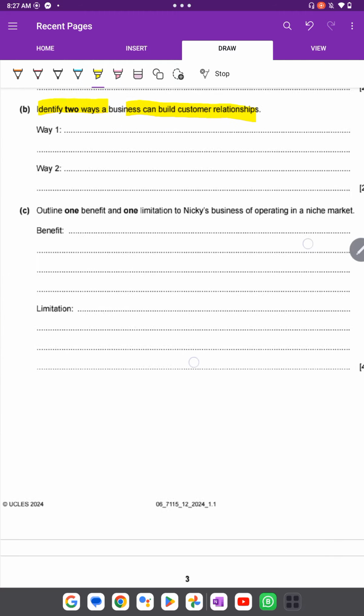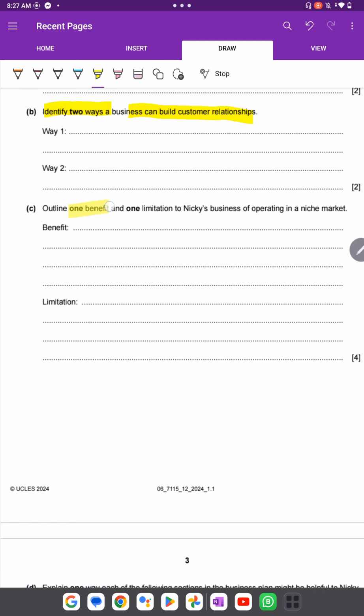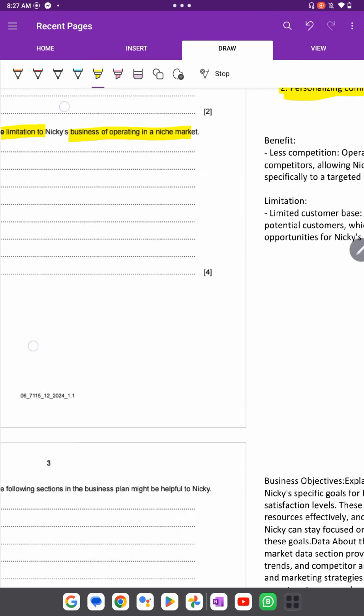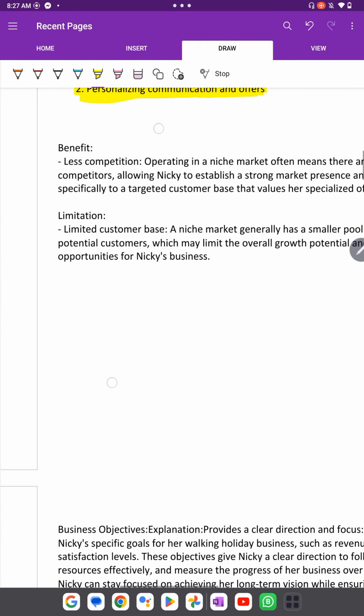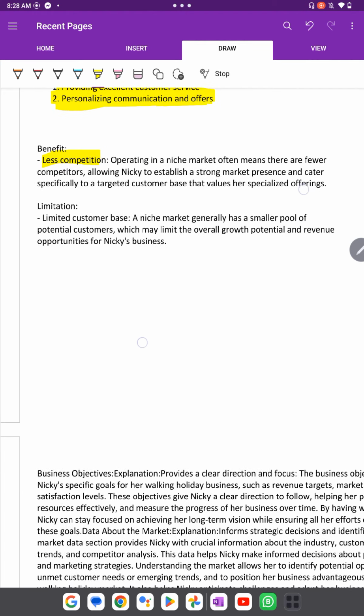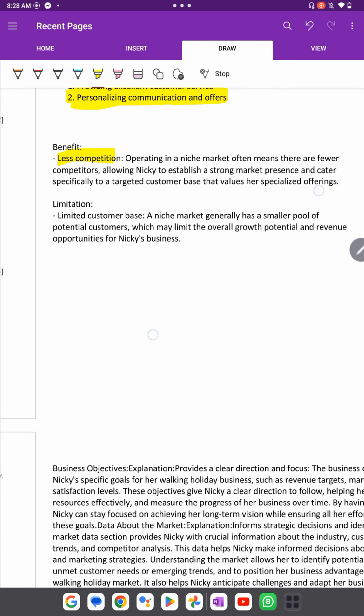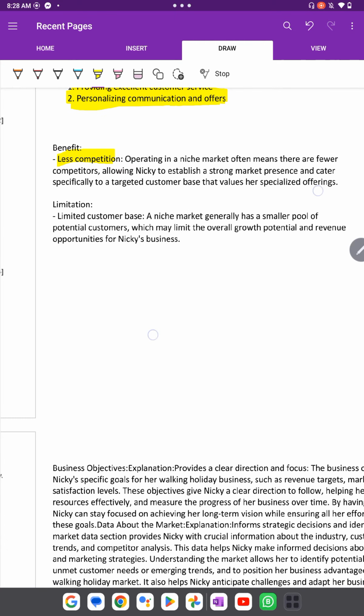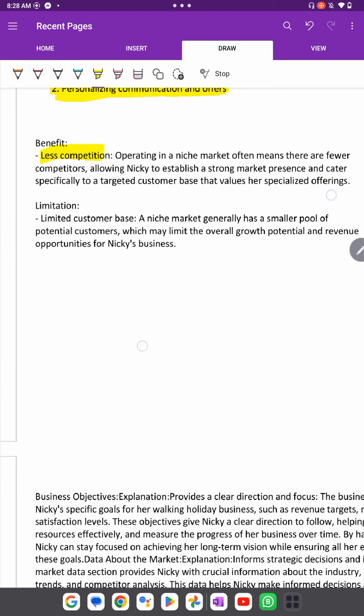So in the next question, outline one benefit and one limitation to Nikki's business of operating in a niche market. So we need to explain one benefit and one disadvantage. So the first benefit would be less competition, because a niche market is the market where there is not so much competition, because there are very few businesses in the niche market. So that's why there is very less competition.